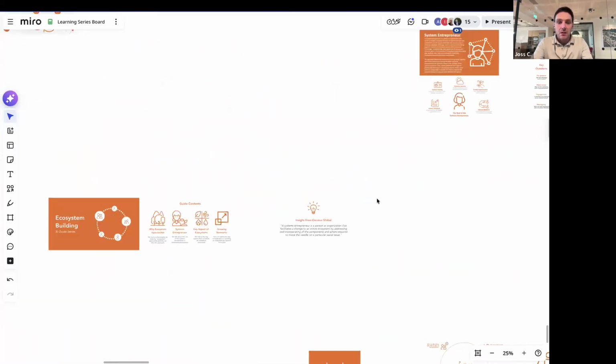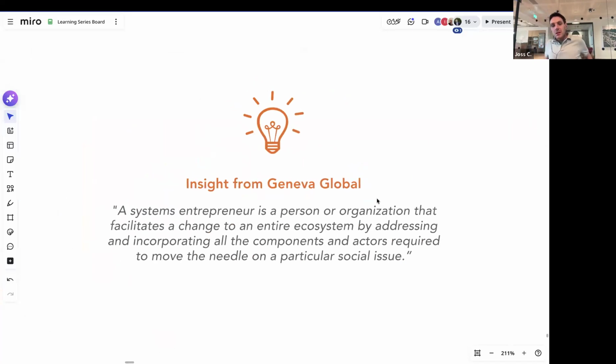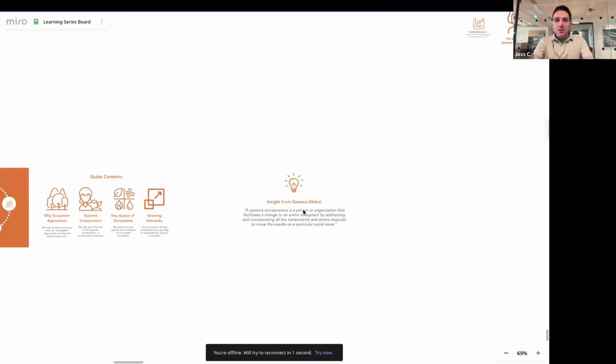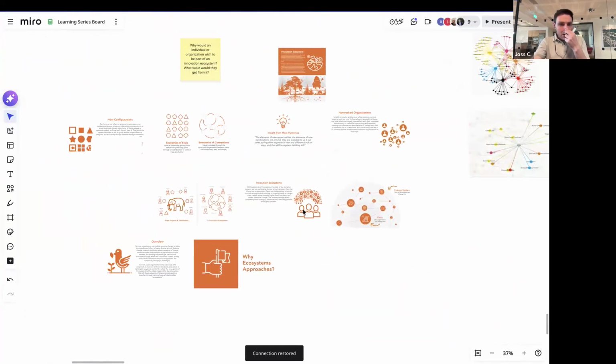And let's start with this from Geneva Global. A systems entrepreneur is a person or organization that facilitates a change to an entire ecosystem by addressing and incorporating all the components and actors required to move the needle on a particular issue. So this is what we're trying to do as systems innovators and systems builders. And it entails this idea of an ecosystem.